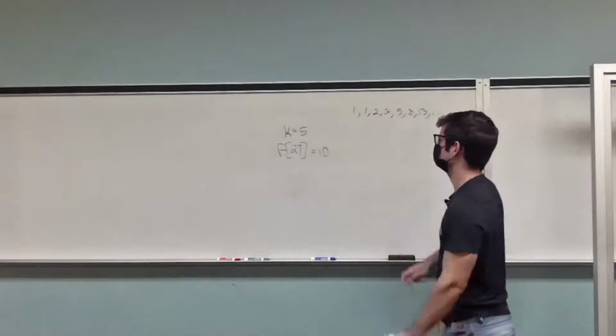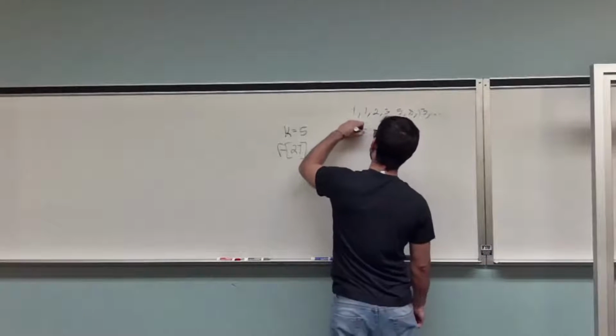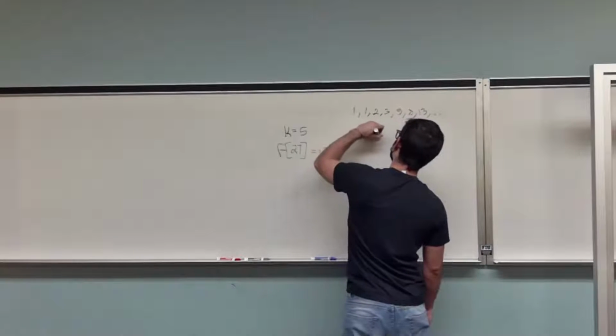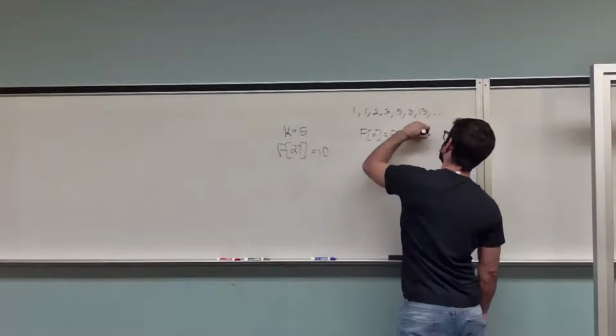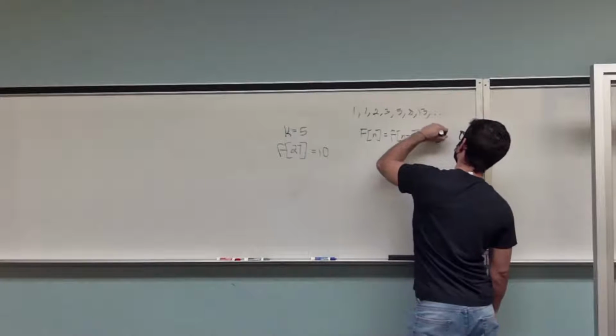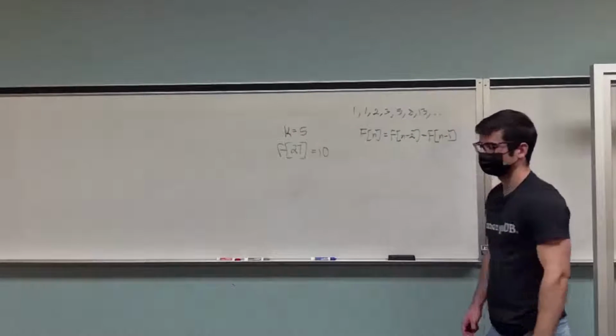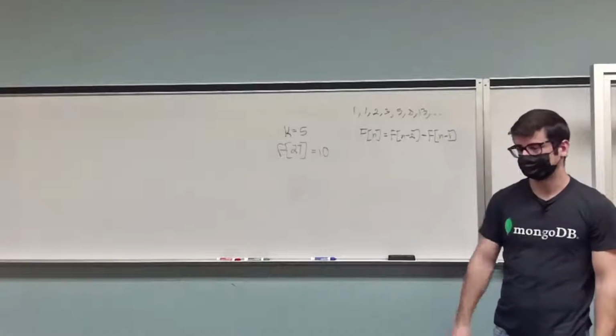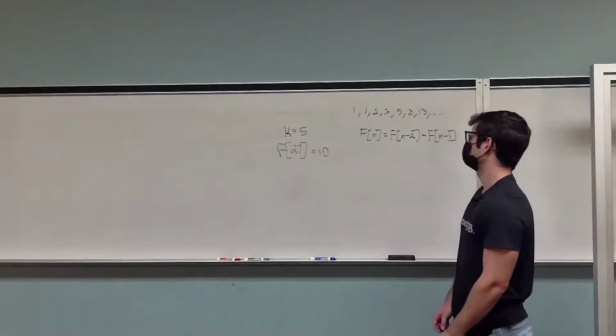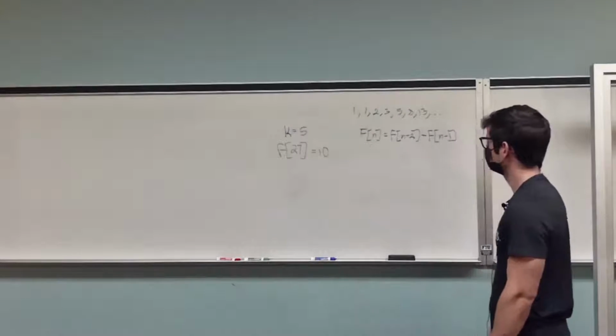The algorithm for this is f of n is equal to f of n minus 2 plus f of n minus 1. Does this make sense? Exactly. This is built with recursion, and memoization if you want to be efficient.